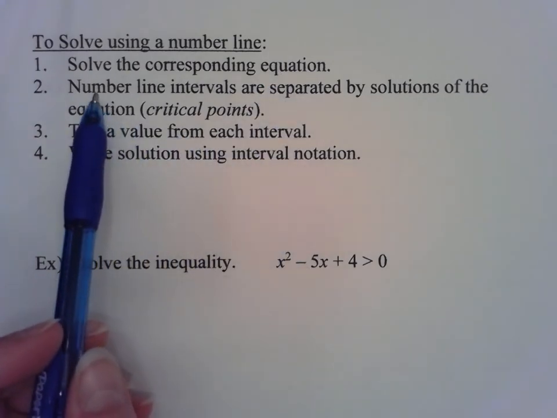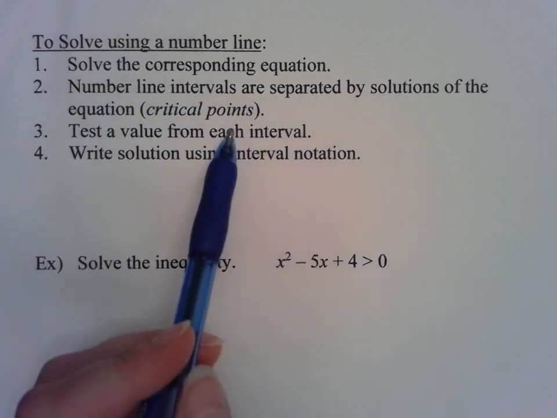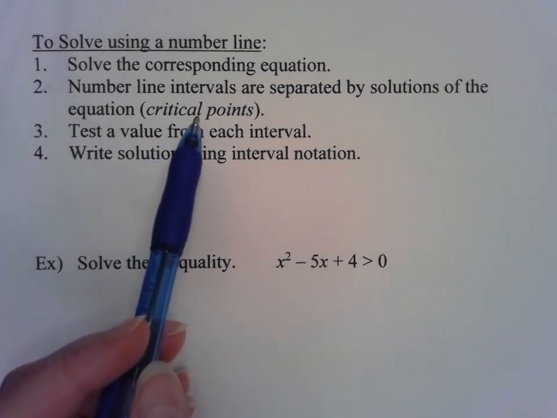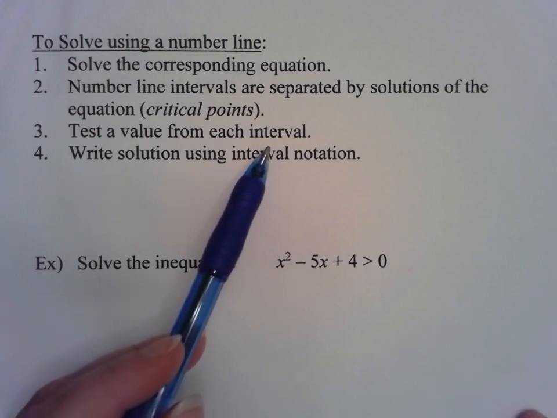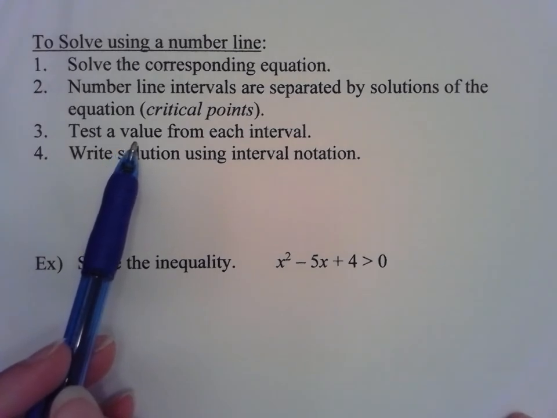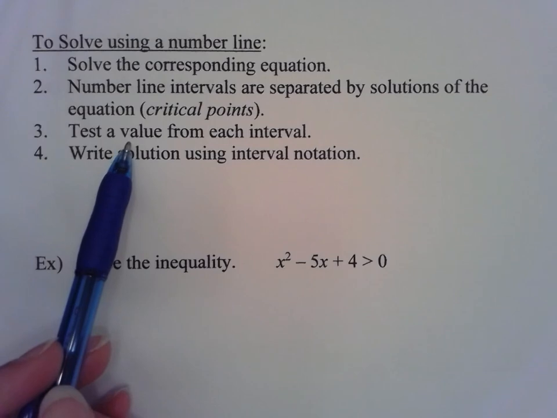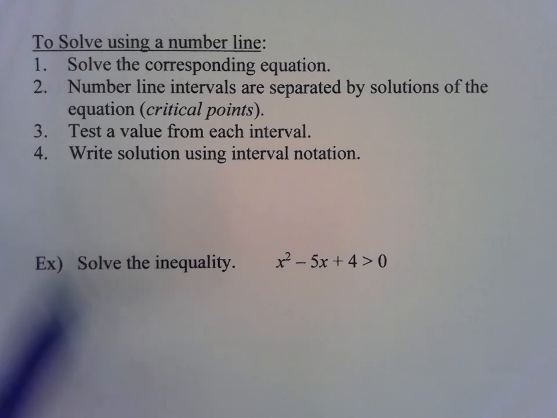And then we're going to draw a number line that's separated by the solutions that we get. Sometimes these solutions are called critical points. So we're going to mark those on our number line. And then that's going to divide the number line up into intervals or sections. And we're going to test a value, test a number in each section. All the sections act the same. They're either all solutions or all not solutions. So we just have to test one number to see if they work or not. And then, just like before, we're going to write our solution with interval notation.